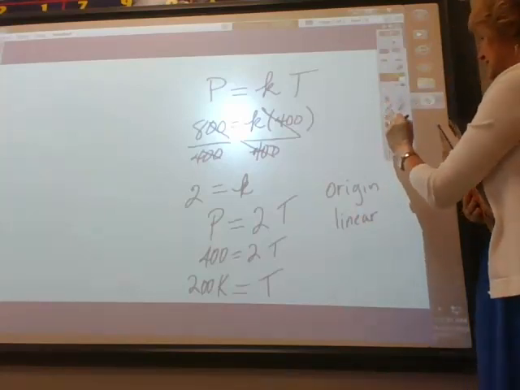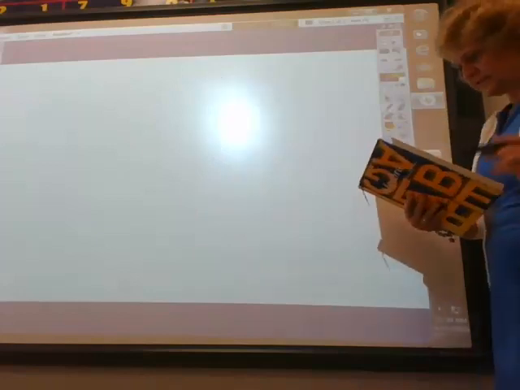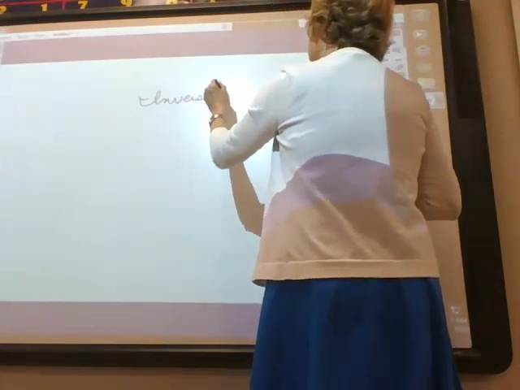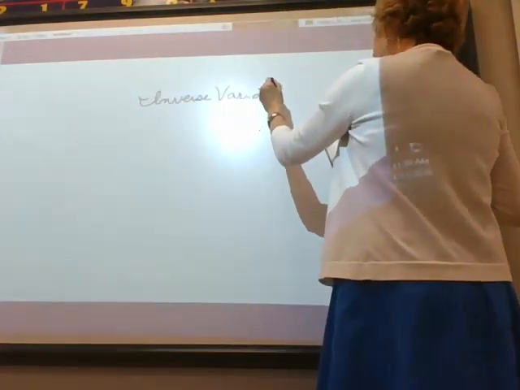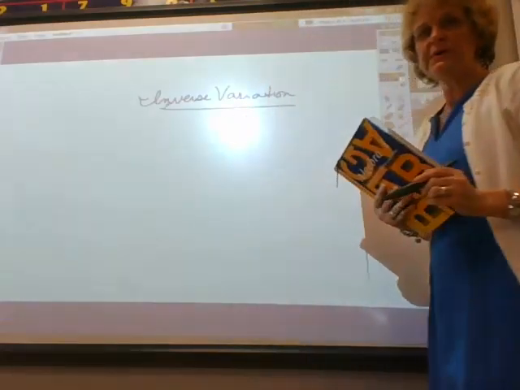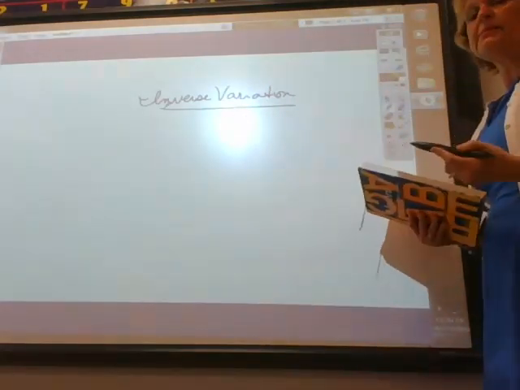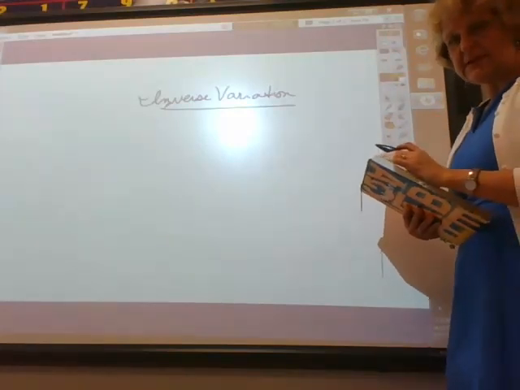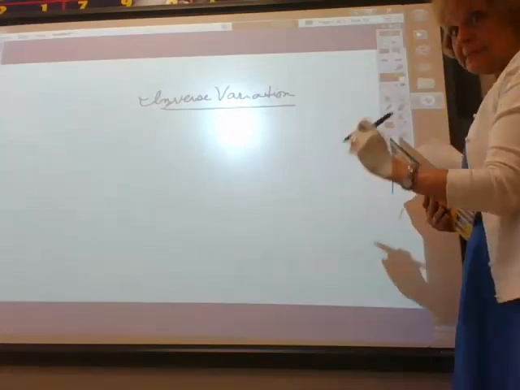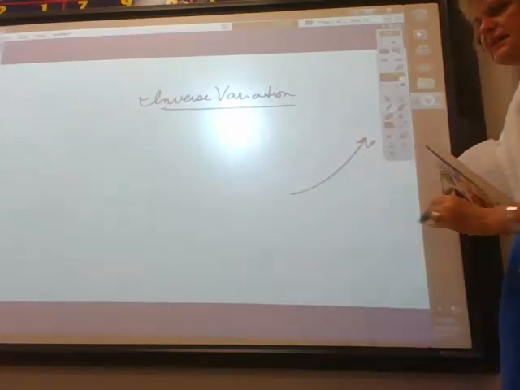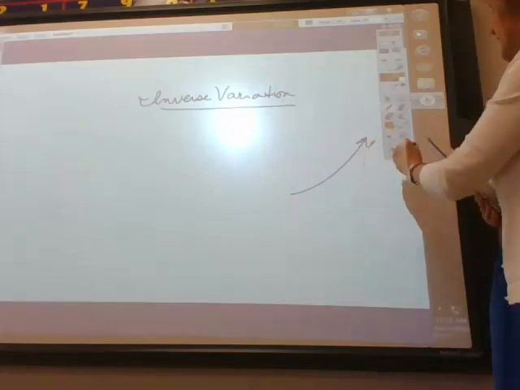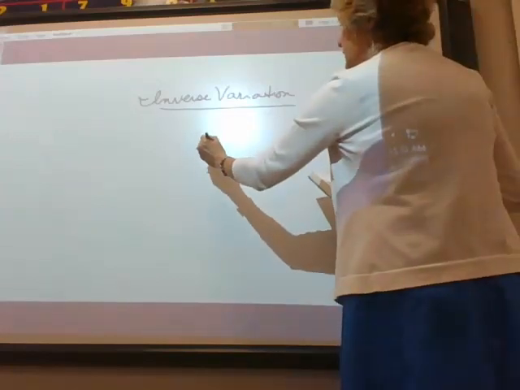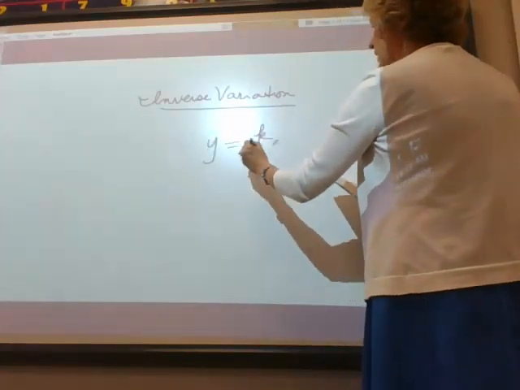All right, now let's erase and let's go to inverse variation. And these, of course, are going to be problems where as one variable increases, the other decreases. Okay, so these will not be linear. You're going to have something like this, a curve, right? Okay, so let's remember then also that this will be in the form of y equals k over x.